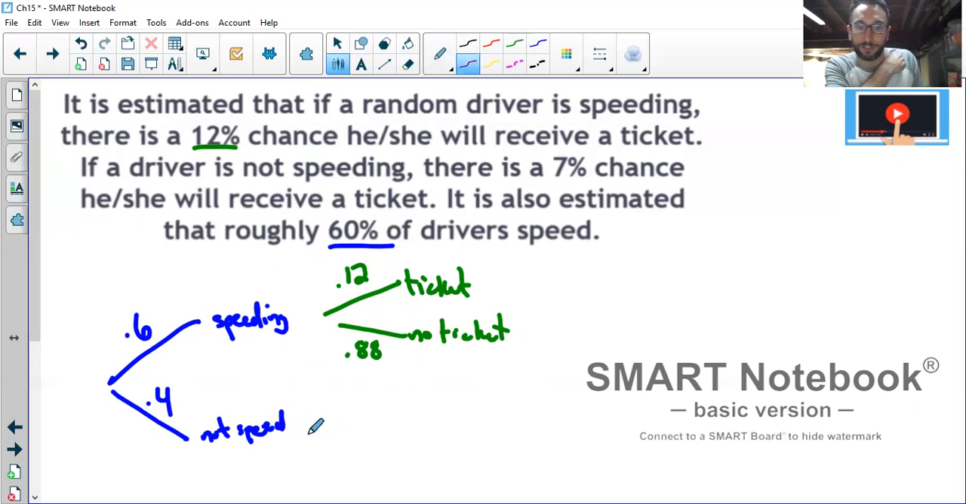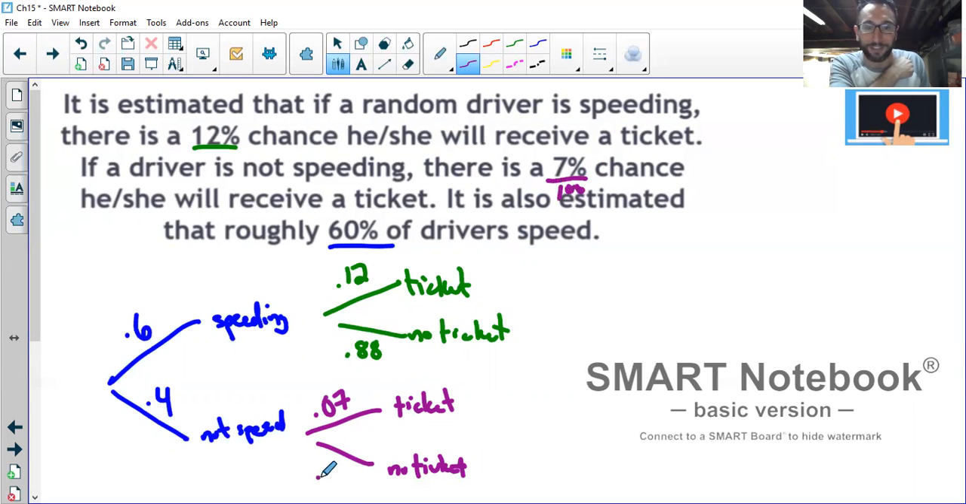And then lastly down here, if you're not speeding, you can still get a ticket or no ticket. And if you're not speeding, there's a 7% chance. Be careful with that 0. Don't put 0.7. That will destroy everything. 7%, 7 divided by 100, is 0.07. And that means 93% of the people who are not speeding don't get a ticket. So there's our basic tree diagram to start.